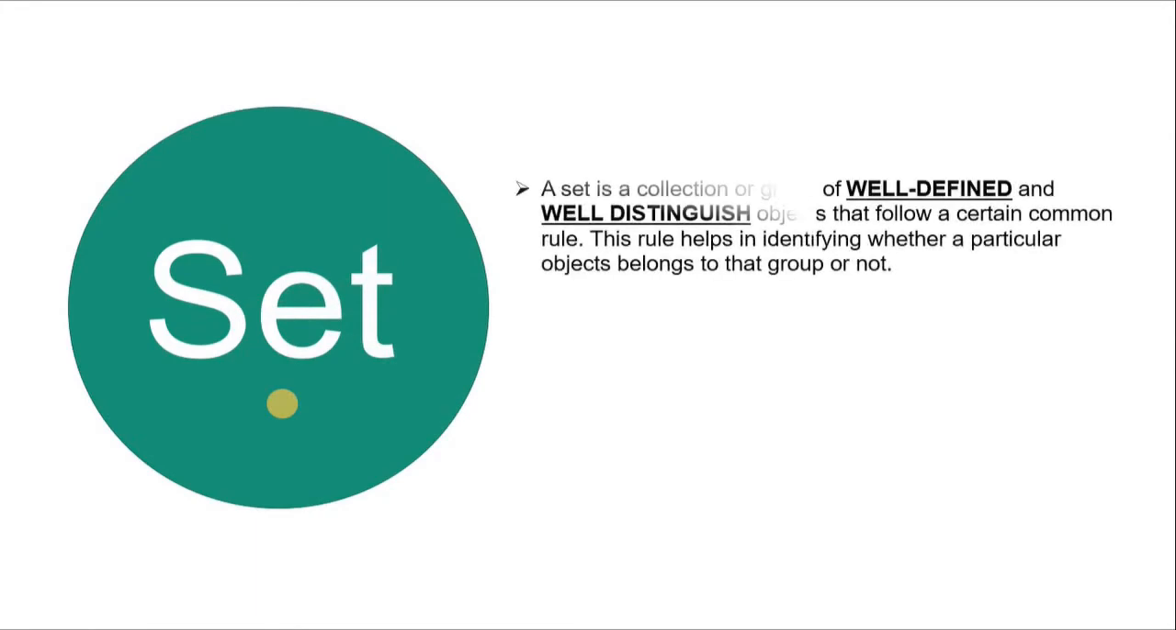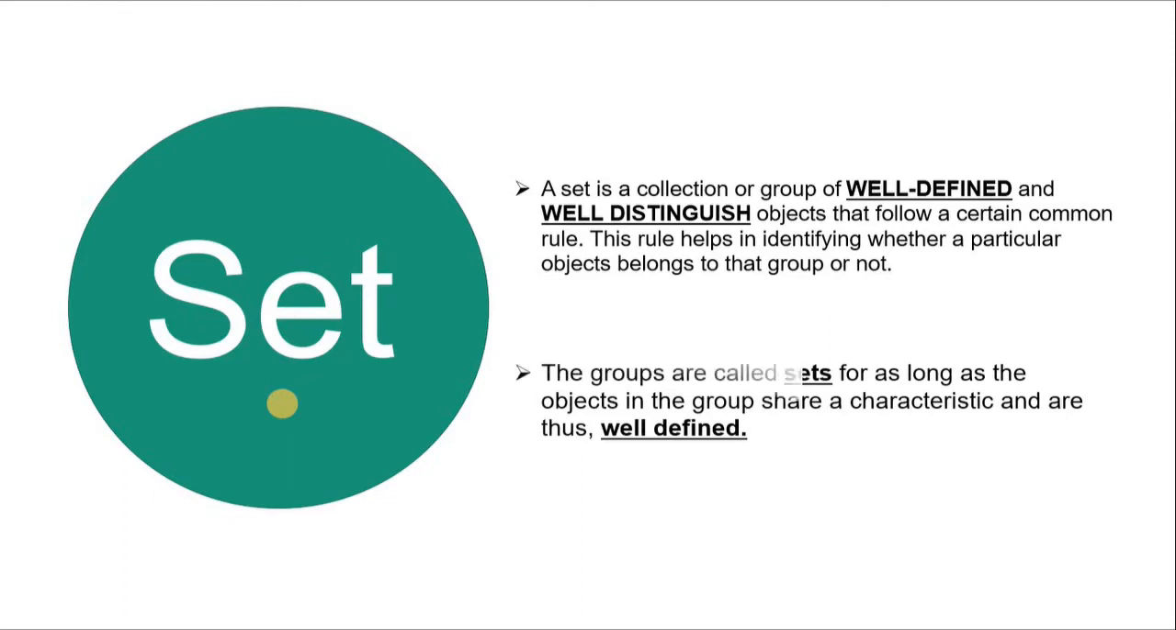So the first one, what is set? Let us define first what is set. So set is a collection of or group of well-defined and well-distinguished objects that follow a certain common rule. This rule helps in identifying whether a particular object belongs to that group or not. Again, the keyword here is well-defined and well-distinguished. So we have to take note of that word.